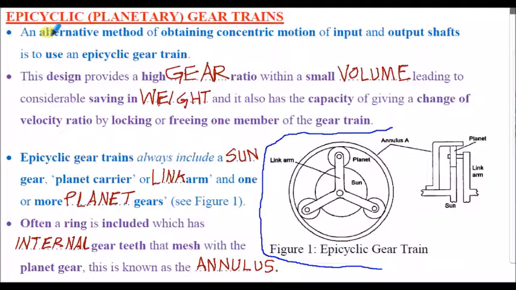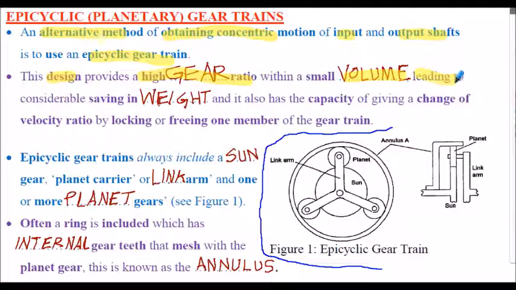So an alternative method of obtaining concentric motion of input and output shafts is to use epicyclic gear trains. Now the design provides high gear ratios within a very small volume. I think you can see that from the previous slide. In a fairly small volume of the epicyclic gear train, we can have considerably different velocity ratios for our gearbox. So very useful from that point of view. And of course, that fits nicely in things like car gearboxes and so on.